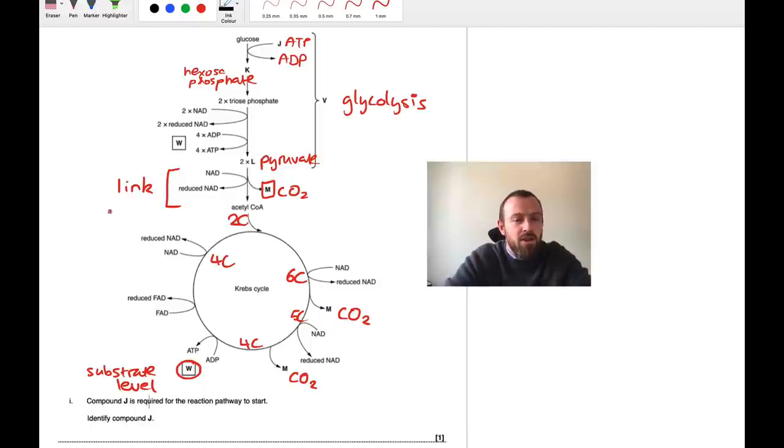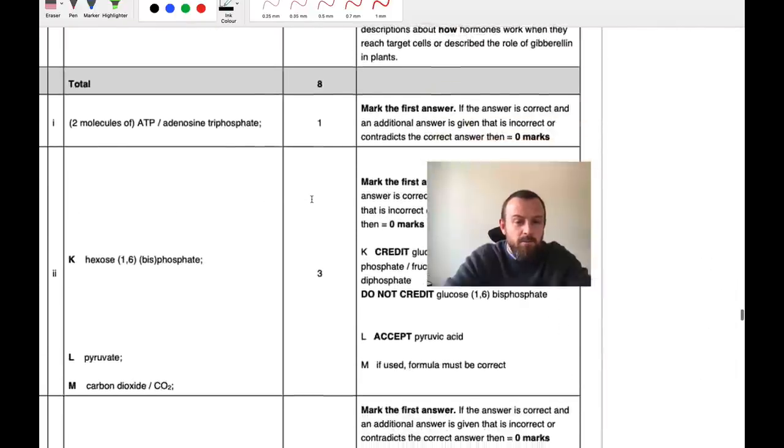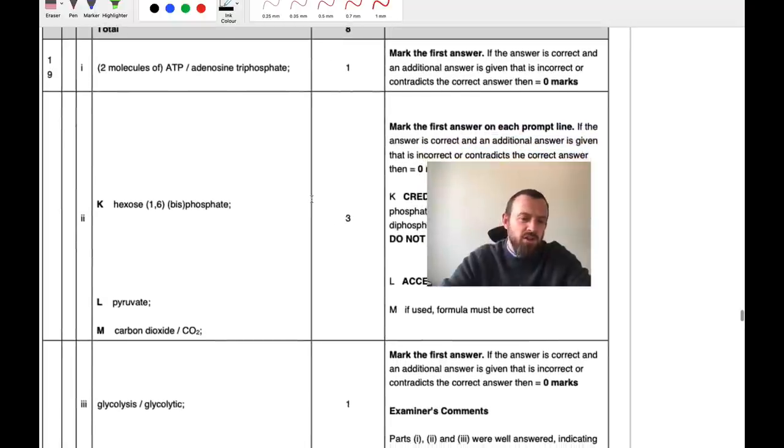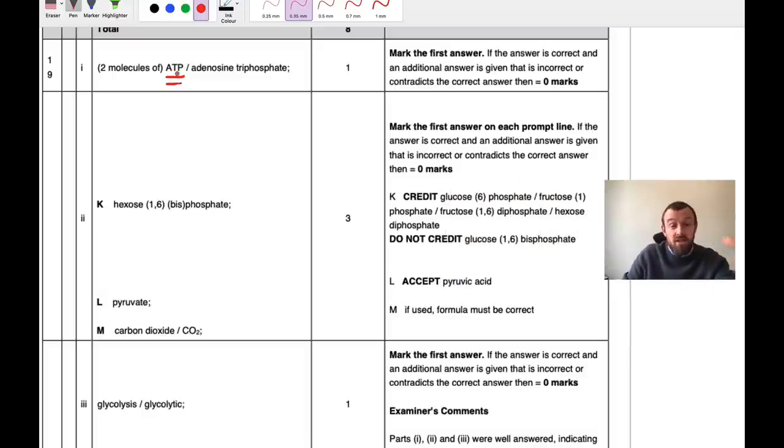So I'm going to flip quickly over to the mark scheme for the next few questions because I reviewed it already, but here are the answers. Okay, so that first thing is ATP, and actually, yes, it is 2 molecules of ATP. Glucose is phosphorylated twice. It becomes glucose 6-phosphate, and then it goes to a hexose 1,6-bisphosphate. Here it is. It's actually fructose. The actual term for it, if you really want to know, is fructose 1,6-diphosphate or fructose 1,6-bisphosphate, sometimes it's called. But we can just call it a hexose.